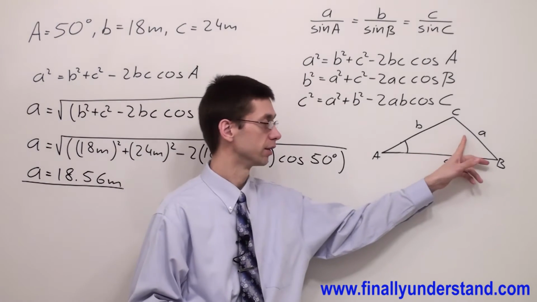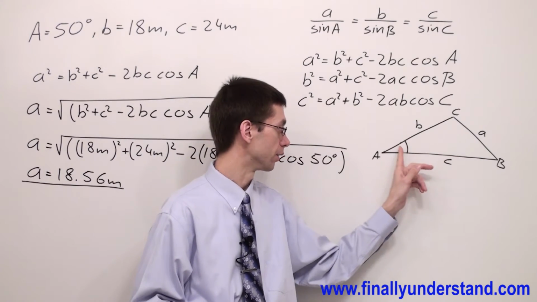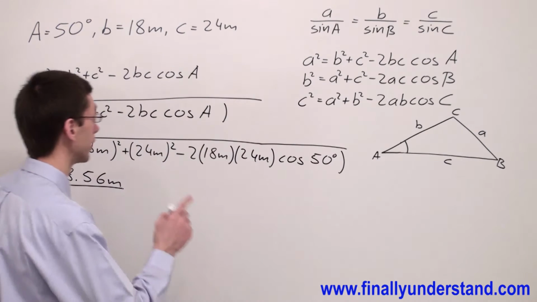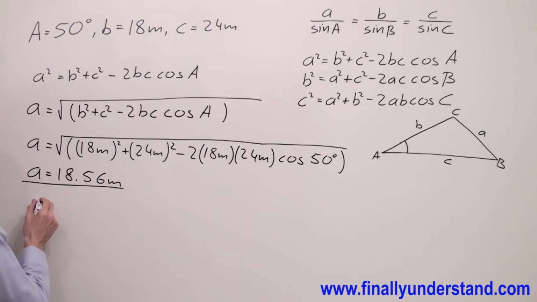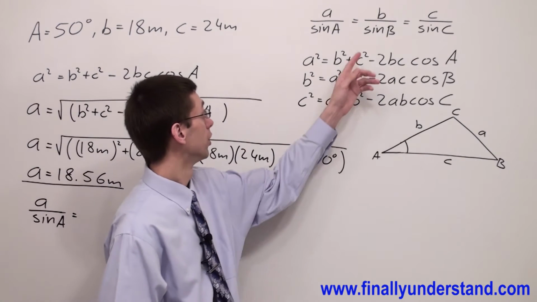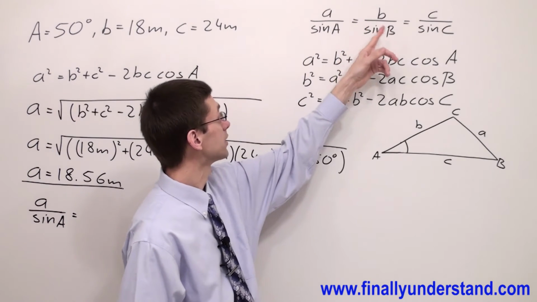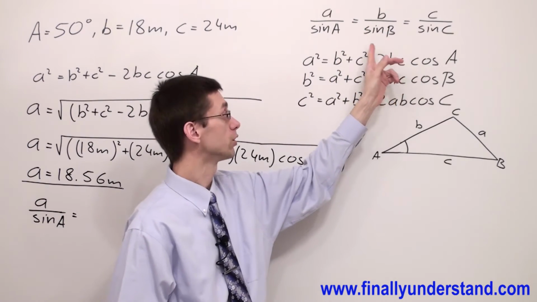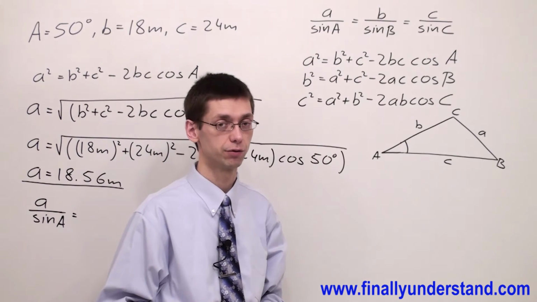Okay, we found side A. And we have angle A. That's why I can use law of sines and simply write A over sine of angle A. This is equal. And now someone is going to ask a question, because side B is given and side C is given, right? Which angle am I supposed to find first?